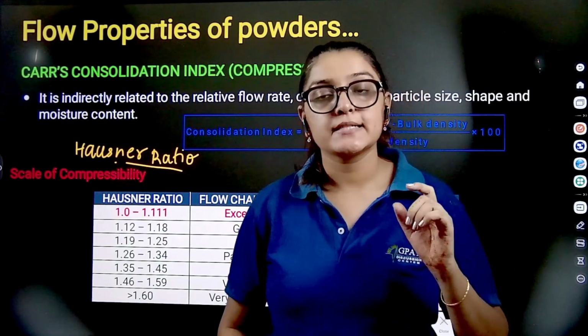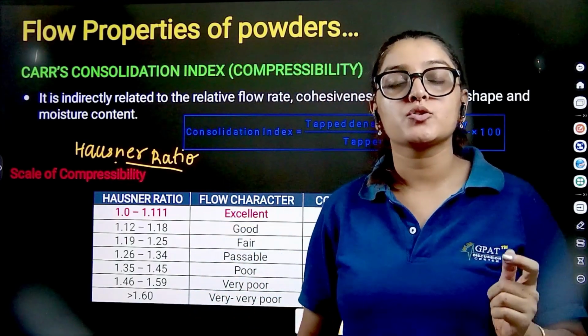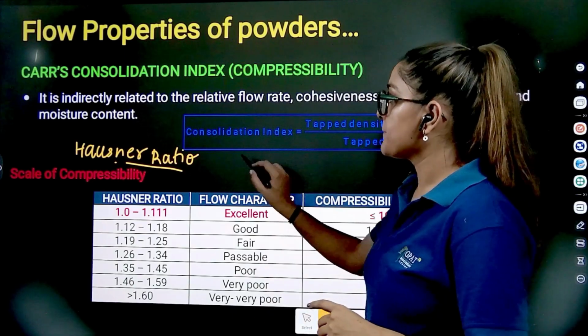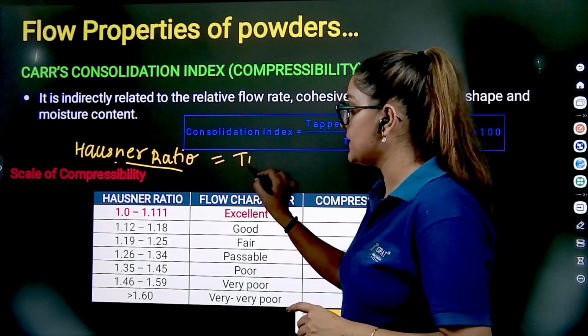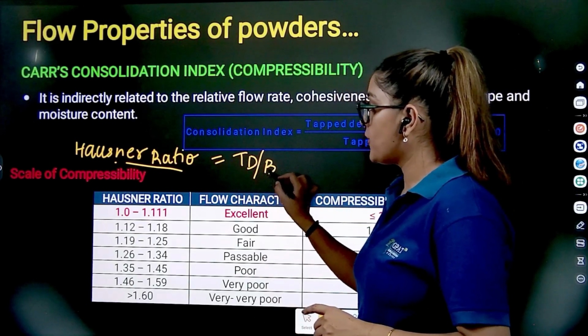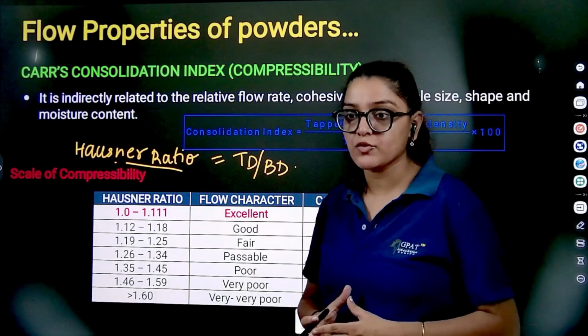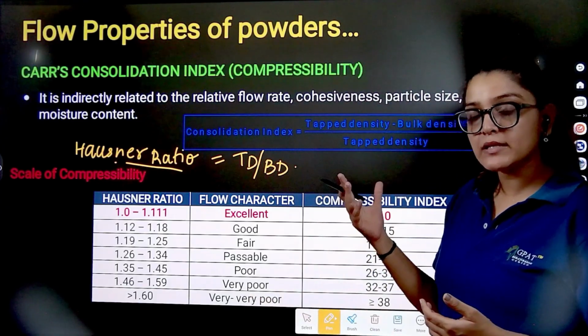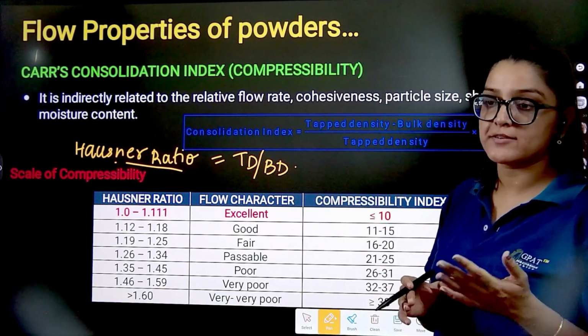Similar to the Carr's index, Hausner ratio also uses the tap and bulk densities, right? For example, Hausner ratio will be tap density upon bulk density. Similar to the Carr's index, here also we have some values.